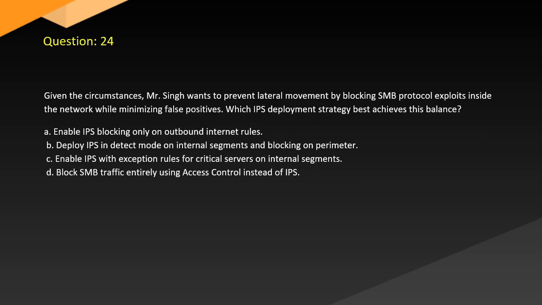Question 24. Given the circumstances, ISTA-SING wants to prevent lateral movement by blocking SMB protocol exploits inside the network while minimizing false positives. Which IPS deployment strategy best achieves this balance? A. Enable IPS blocking only on outbound internet rules. B. Deploy IPS in detect mode on internal segments and blocking on perimeter. C. Enable IPS with exception rules for critical servers on internal segments. D. Block SMB traffic entirely using access control instead of IPS.